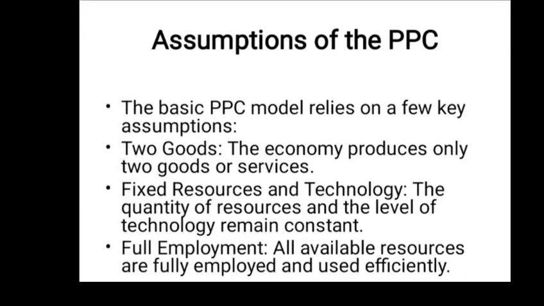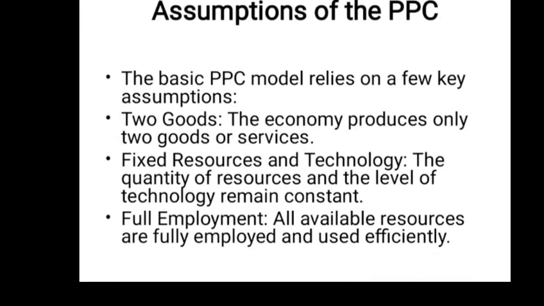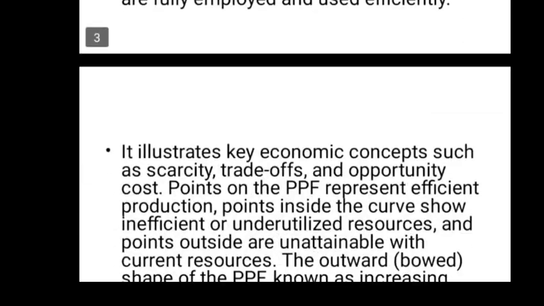Now we can see the important assumptions of the production possibility curve. The basic production possibility curve model relies on a few key assumptions. Number one, two goods. Here, the producer can produce only two commodities. It may be goods or services. Second assumption, fixed resources and technology, that is, the quantity of resources and the level of technology remain constant. Then there is full employment, that is, all available resources are fully employed and used efficiently. These are the main important assumptions for the production possibility curve.